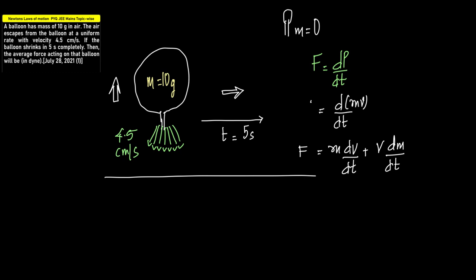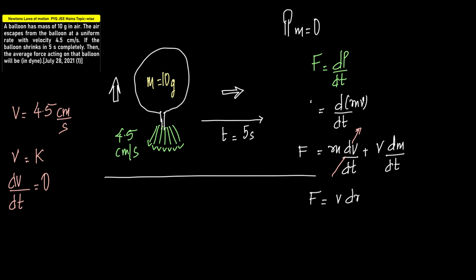Now from this question here, it is given that the velocity is 4.5 centimeter per second, which means velocity is a constant, and when velocity is a constant, dv by dt is equal to 0. Therefore this term here vanishes, which means what we get is F is equal to v into dm by dt. Therefore F is equal to, what is v? Velocity is 4.5 centimeter per second into, what is dm by dt?